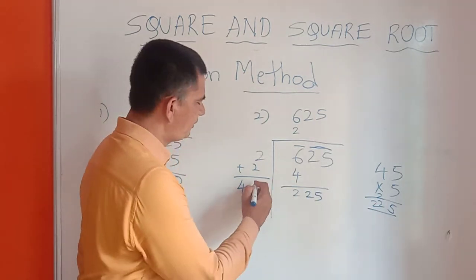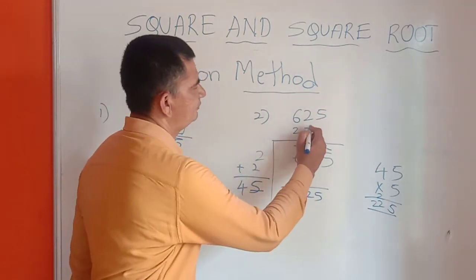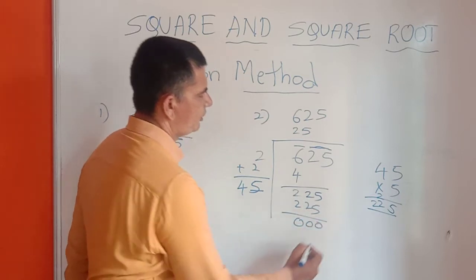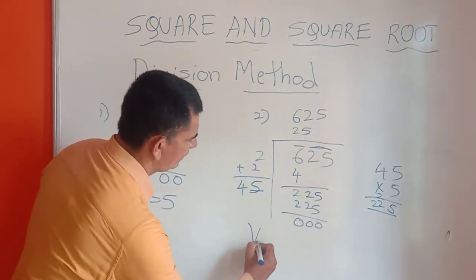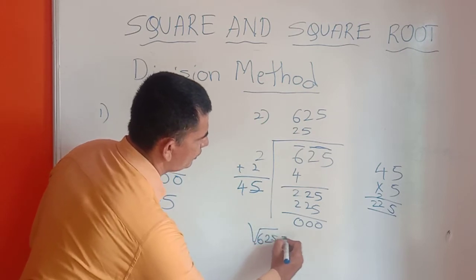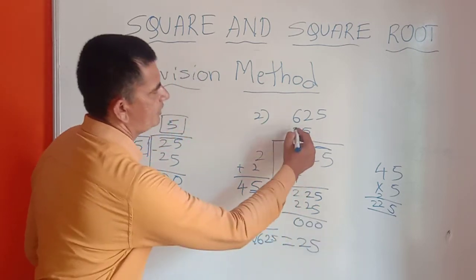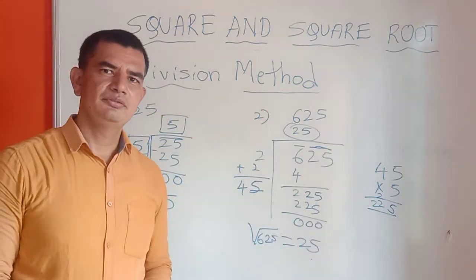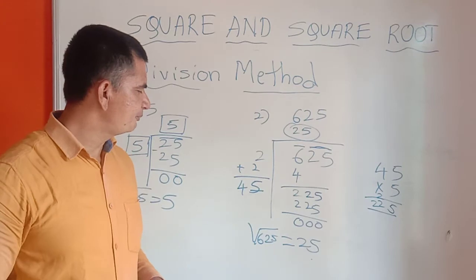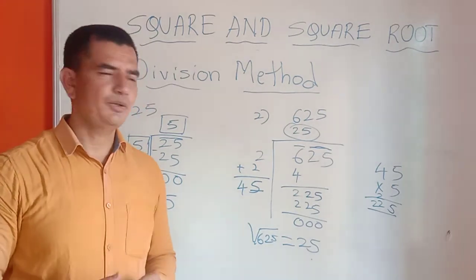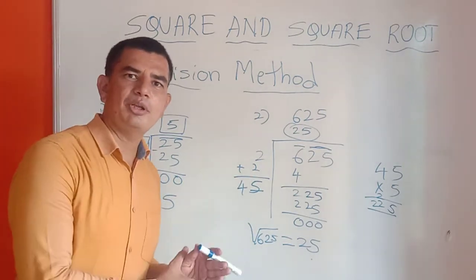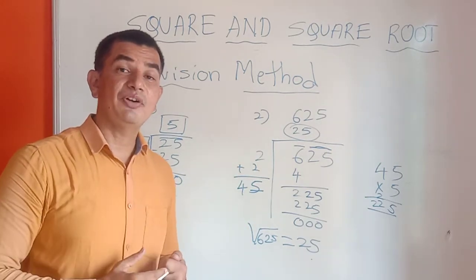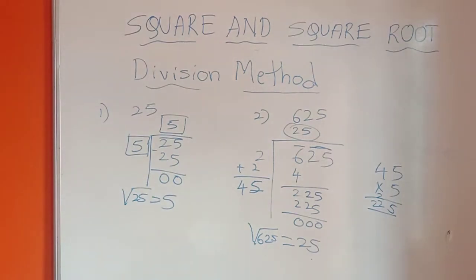So what do we have to take here? 5. Now 45 5s are 225. Now we get remainder 0. So very simple, the square root of 625 is equal to how much? This answer we have to write here. If you multiply 25 into 25, we will get 625. Okay friends, I hope you all understood this one. One more example I will take, and I will solve it with the same method, so that you can be perfect.